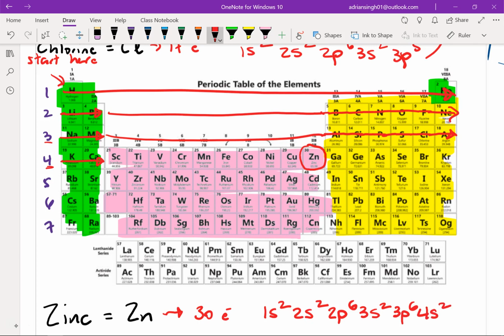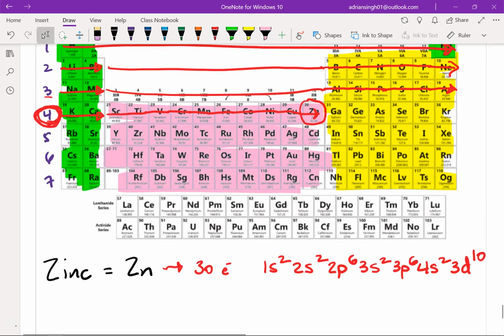And now, in order to get to zinc, we have to go through the D block, or the D area. And when it comes to the D, it is numbered one less than what the row number is. So if the period number is 4, then the D, we would number it as 3d. And then we go 1, 2, 3, 4, 5, 6, 7, 8, 9, 10, all the way to zinc. So 3d10.